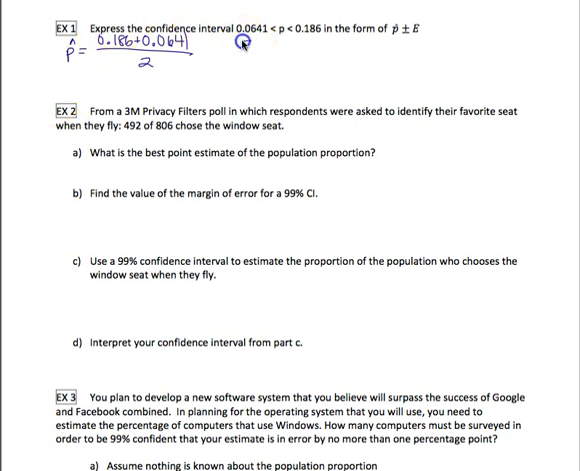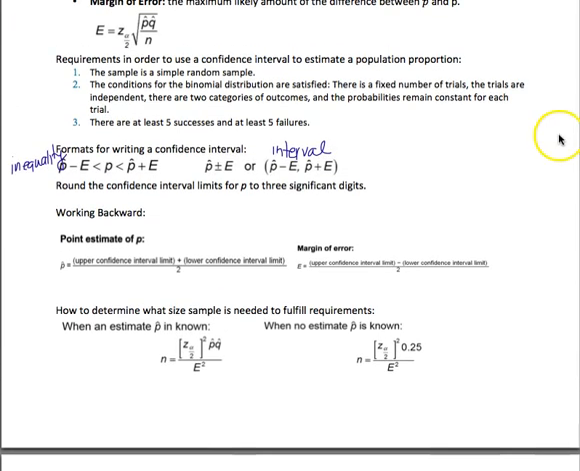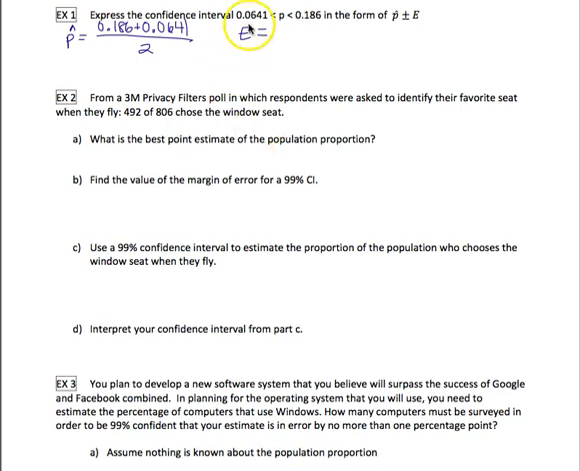And then for E, I can use the same idea from the formula that we have up here, and that's going to allow me to do upper minus lower divided by 2. So 0.186 minus 0.0641 divided by 2. Now, there are other ways to manipulate other than just using those straight formulas.